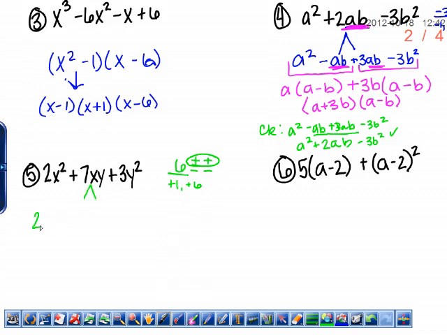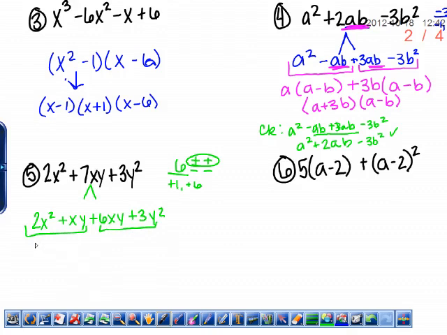So I keep my first term the same. When I split my middle term, what variable must stay with my middle terms? All right, so plus xy plus 6xy plus 3y squared. Everyone okay with that step? Okay. Group it.